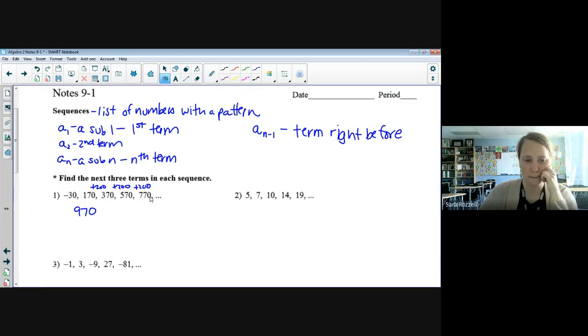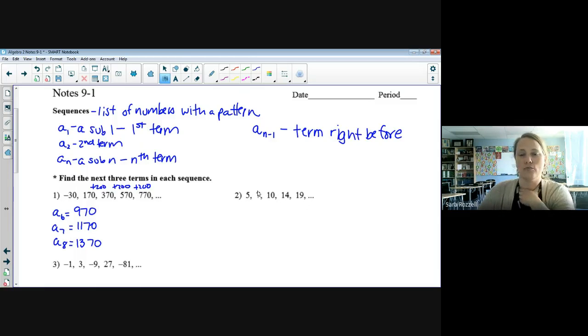That's our next term. So that's 1, 2, 3, 4, 5. This is our 6th term. So A sub 6 is 970. 970 plus 200 is 1170. And then plus 200 is 1370. You could just write 970, 1170, and 1370. I just wanted to show you how we would write it using the notation. This was term 1, 2, 3, 4, 5. So that one's the 6th term, the 7th term, the 8th term.